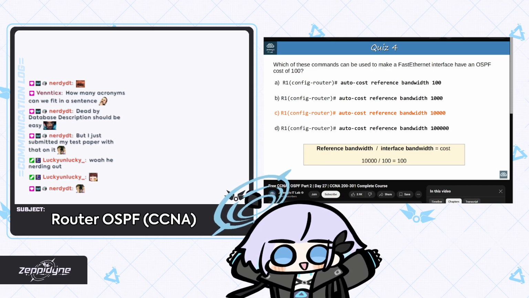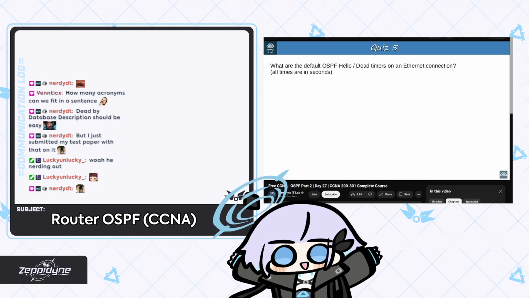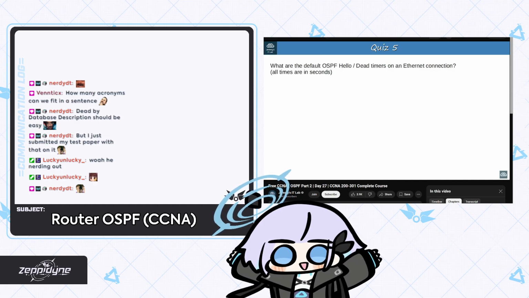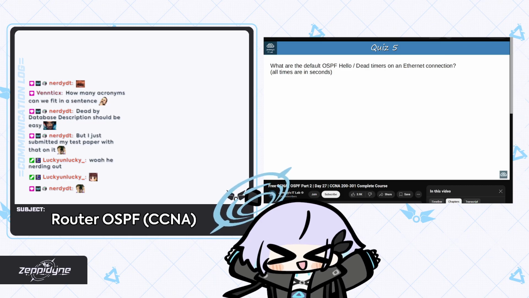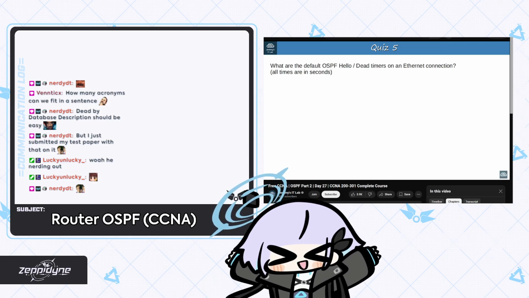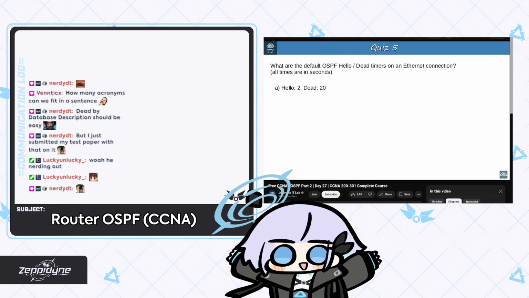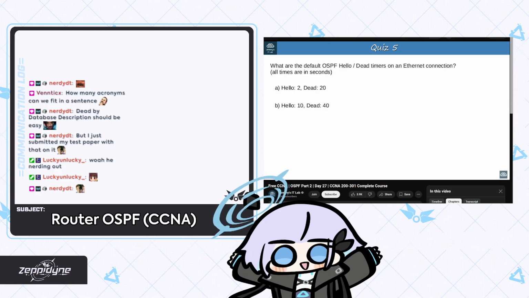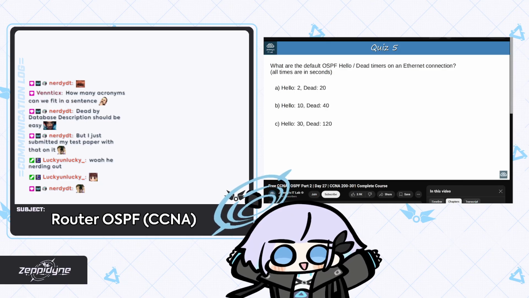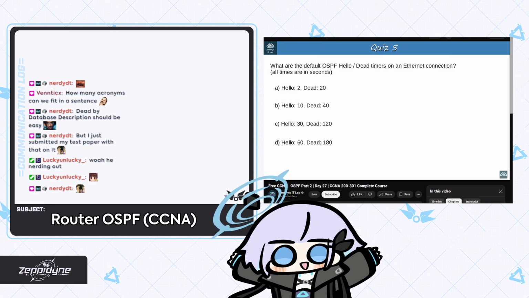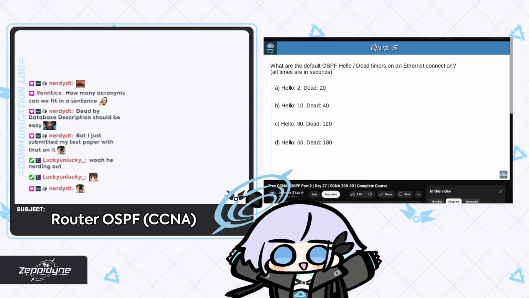Let's go to question 5. What are the default OSPF hello and dead timers on an Ethernet connection? All I know is that the times are in seconds. A. Hello 2 seconds, dead 20 seconds. B. Hello 10 seconds, dead 40 seconds. C. Hello 30 seconds, dead 120 seconds. Or D. Hello 60 seconds, dead 180 seconds. Pause the video to think about your answer.